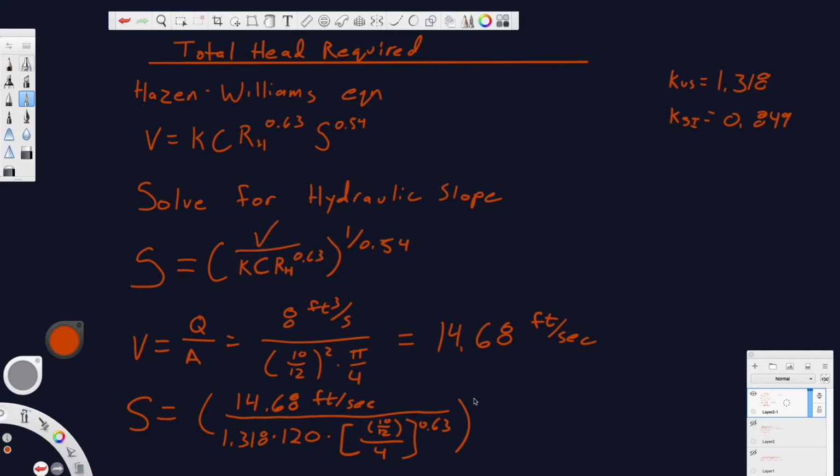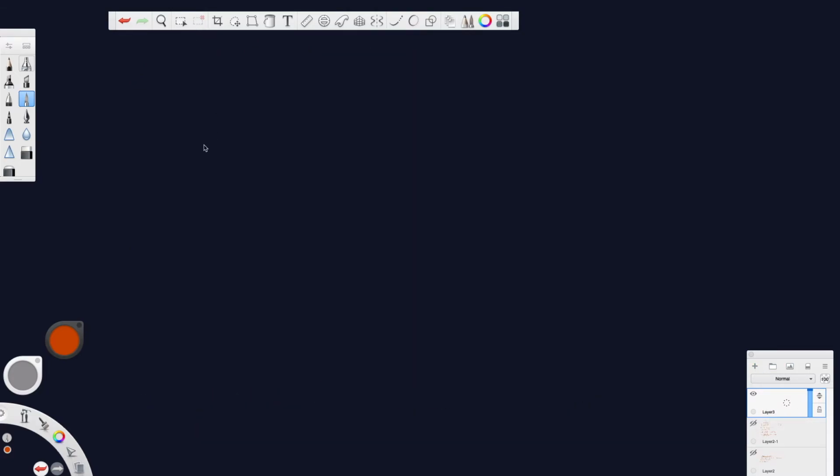Okay, so if we crunch those numbers, what we have is 0.088, and that is going to be our head loss per foot of pipe. Okay, so let's get another page here. And so what we need, our total frictional head loss, is going to be our hydraulic slope times our distance for our frictional loss. And so in this case, we've pretty much got this solved.